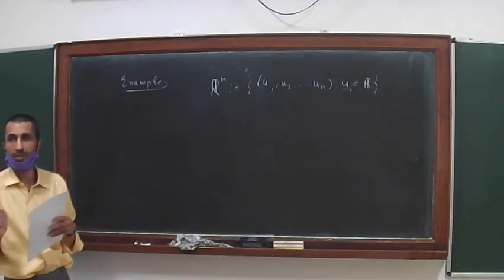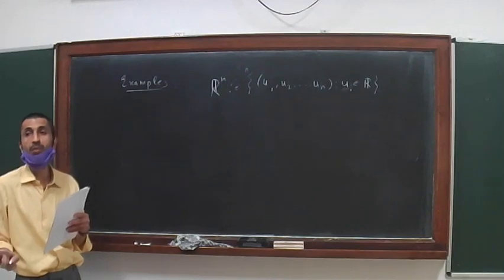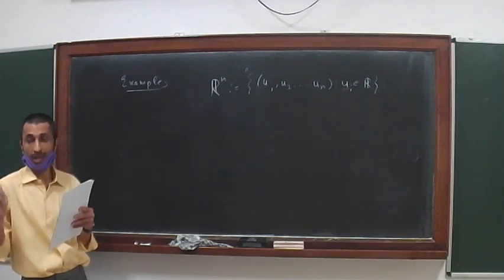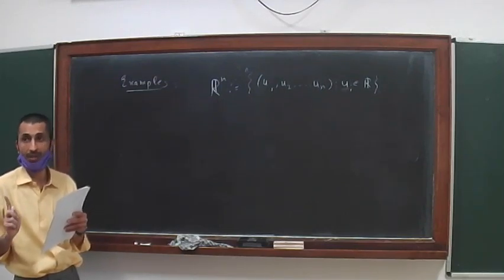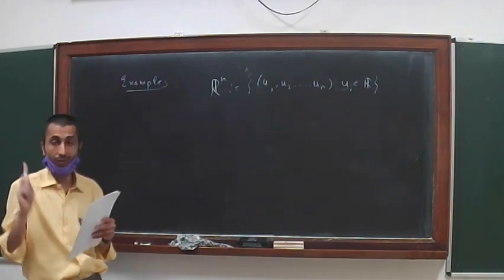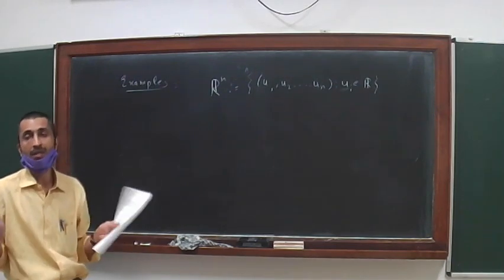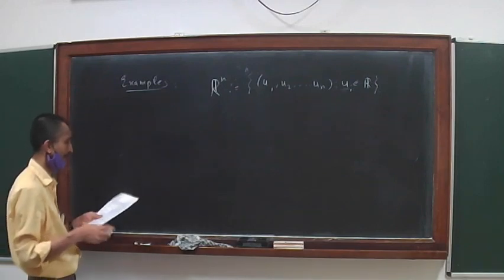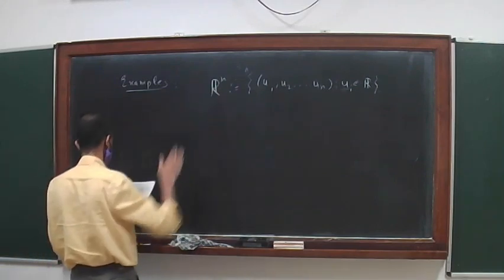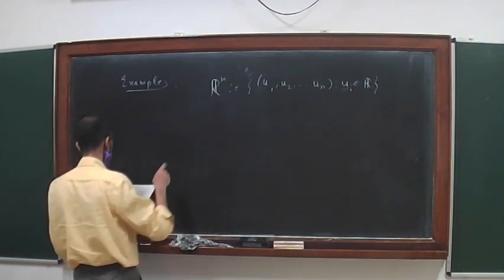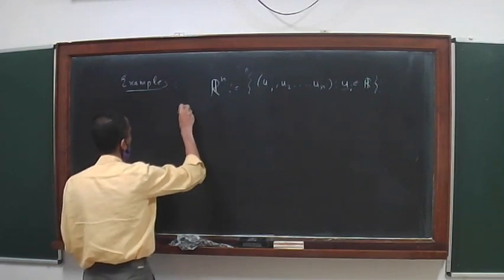And then, as I said, whenever you talk of a vector space, you always have to define what you mean by the addition function and by the scalar multiplication function. So that definition should always accompany the definition of a vector space. You should never forget that. So for this particular space that we have defined, the addition and scalar multiplication are as follows.